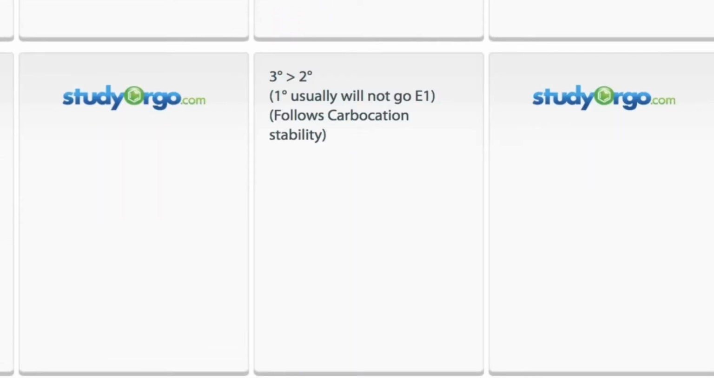For an E1 reaction, the substrate has to be tertiary. It is impossible for a primary and very unlikely for a secondary carbon to provide enough inductive effects to stabilize the carbocation. Remember that without the carbocation, the reaction cannot proceed.